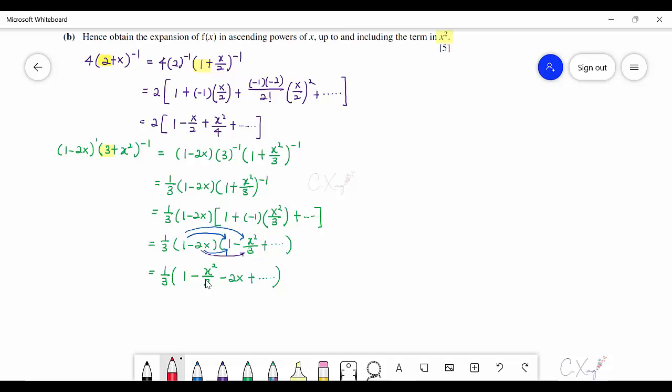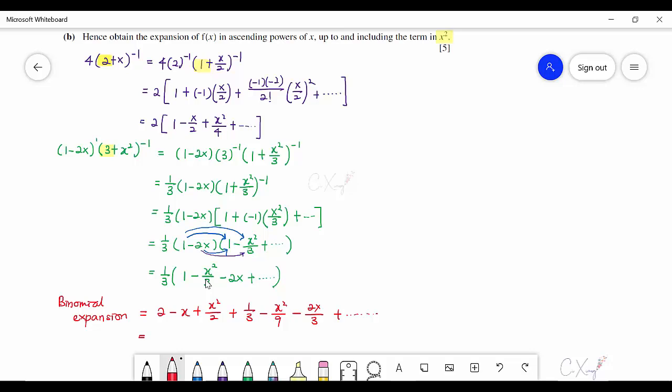So the binomial expansion for the final answer will be 2 minus x plus x squared over 2, then plus 1 over 3 minus x squared over 9, then minus 2x over 3. Then the rest you can just ignore, and then you try to rephrase everything.